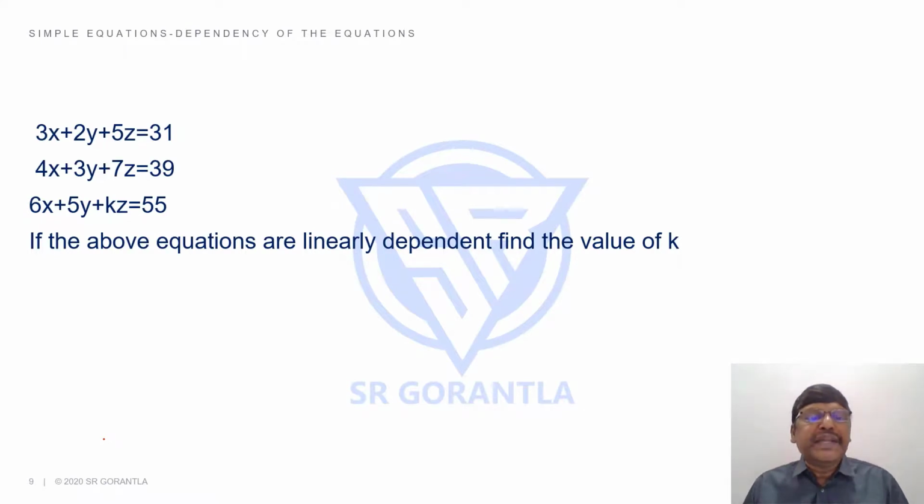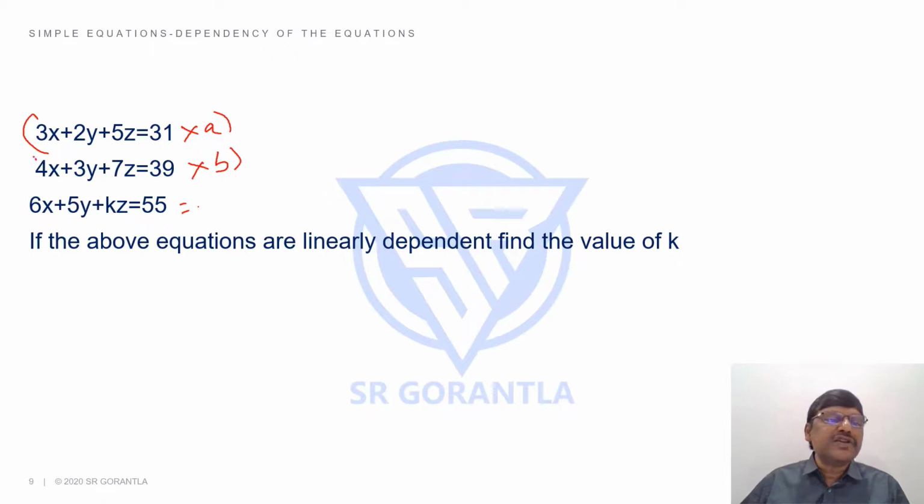As I said, what do you mean by linearly dependent? One equation is a combination of the other two equations. Let us see, students. As I've just said, if you try to write a vertical equation, let us say a times of this equation plus b times of this equation is going to be this. So if a times of this plus b times of this is equal to this, then we say one is dependent on the other two.